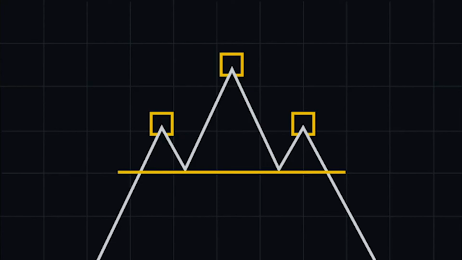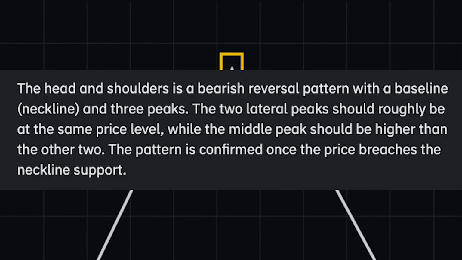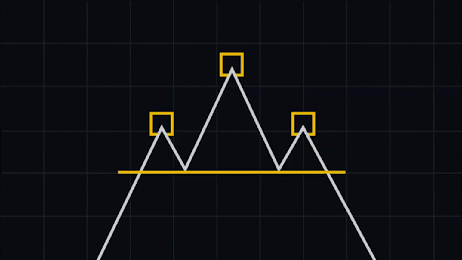Head and shoulders. Now, the head and shoulders is a very, very common pattern, and they go in both ways. The head and shoulders is a bearish reversal pattern with a baseline or neckline and 3 peaks. The 2 lateral peaks should roughly be about the same price level, while the middle peak should be higher than the other 2. The pattern is confirmed once the price breaches the neckline support.